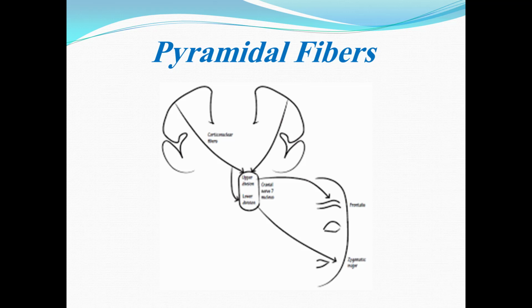Its upper fibers are supplied by pyramidal fibers from both sides of the cortex, but the lower half is supplied by pyramidal fibers only from the cortex of the other side.